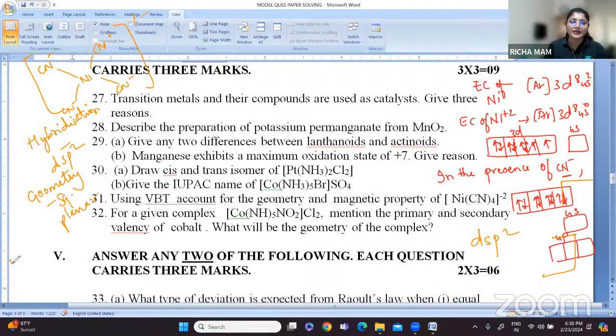And what is the magnetic behavior, students? You can see that there is absence of unpaired electron. So it is diamagnetic. So these are the things you have to write.